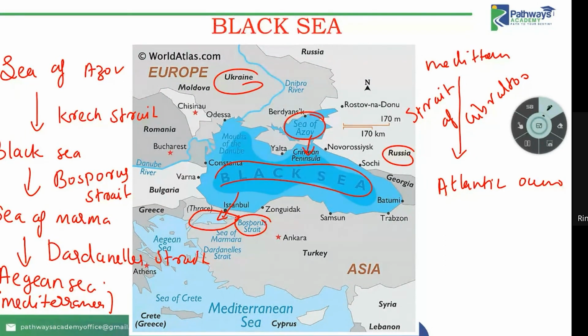So this is very, very important. Maybe UPSC will ask this question because Russia is blocking every channel that is connected to the Ukraine region. So the Sea of Azov is between Ukraine and Russia. From the Sea of Azov to the Black Sea, it is connected through Kerch Strait. From the Black Sea to the Sea of Marmara, it is connected through Bosphorus Strait. Sea of Marmara to Aegean Sea, through Dardanelles Strait. From the Mediterranean Sea to the Atlantic Ocean, through the Strait of Gibraltar.